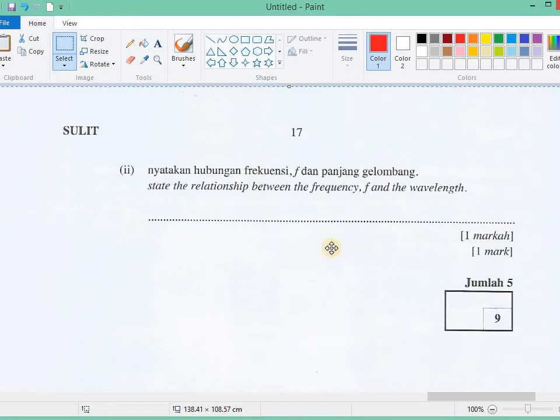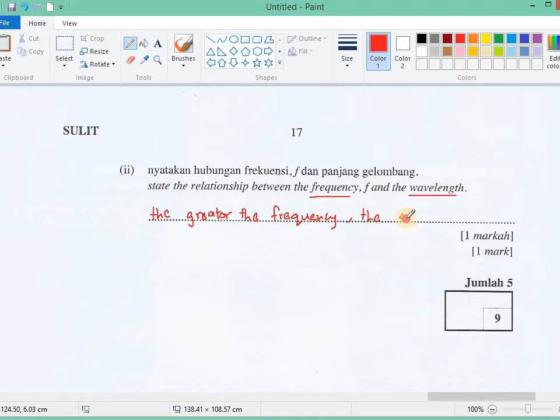Next. State the relationship between frequency and wavelength. From here we can see that the greater the frequency, the shorter the wavelength. Okay, the greater the frequency, the shorter the wavelength. Okay, next.